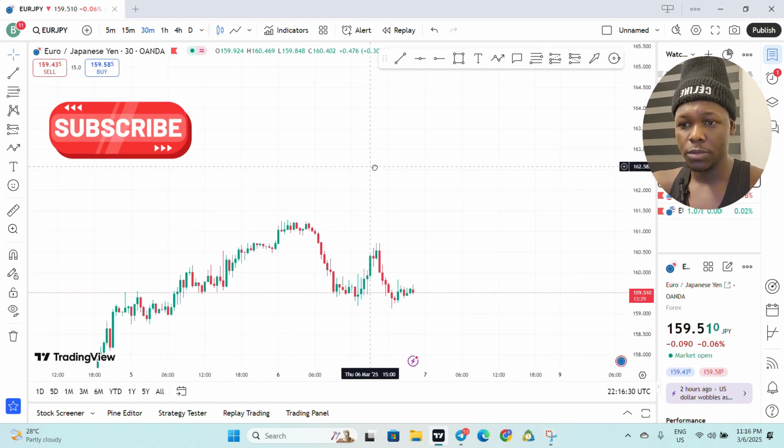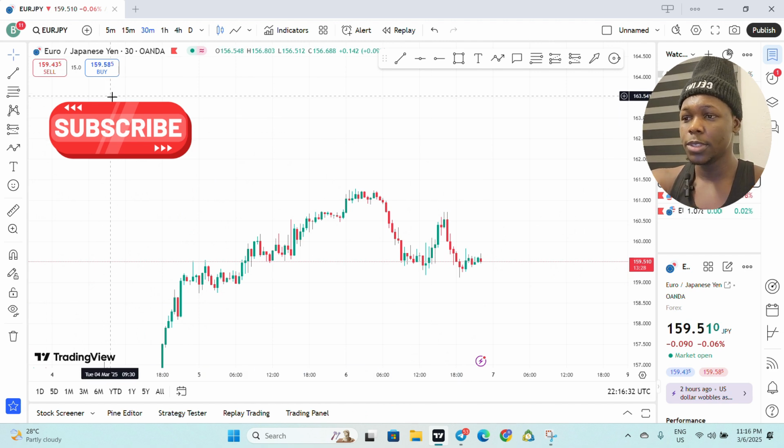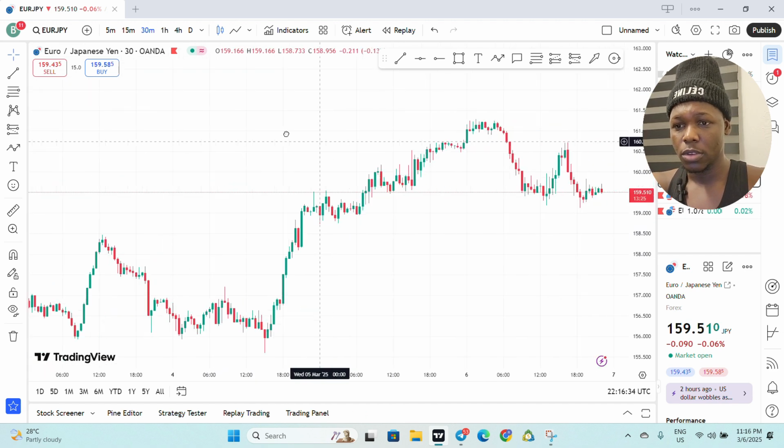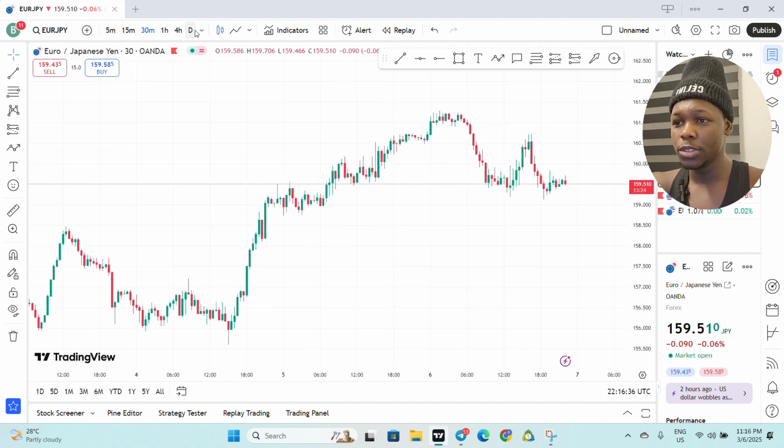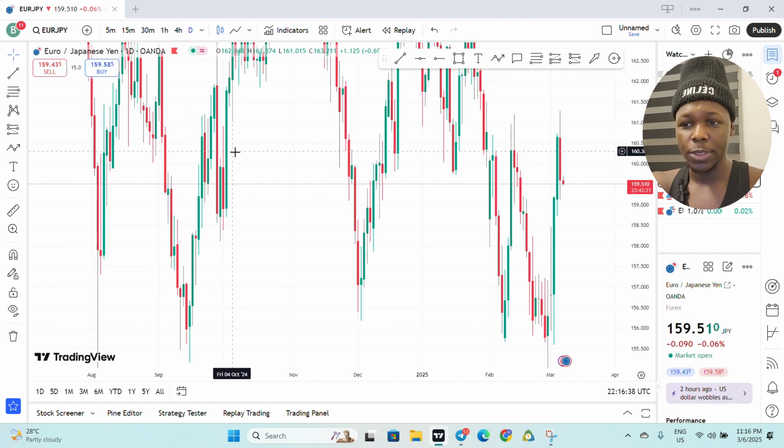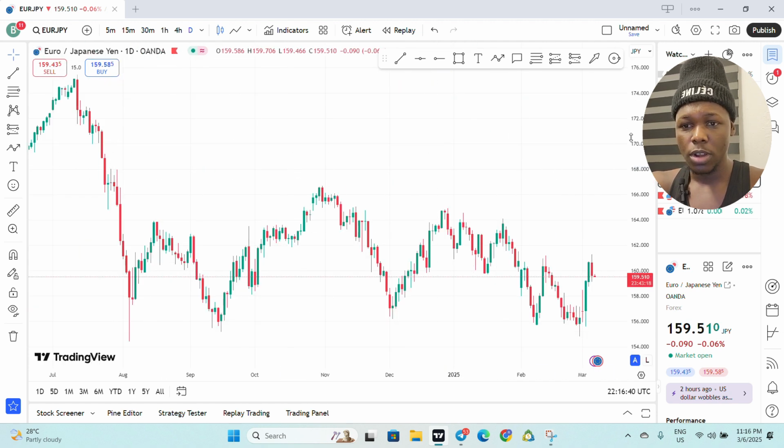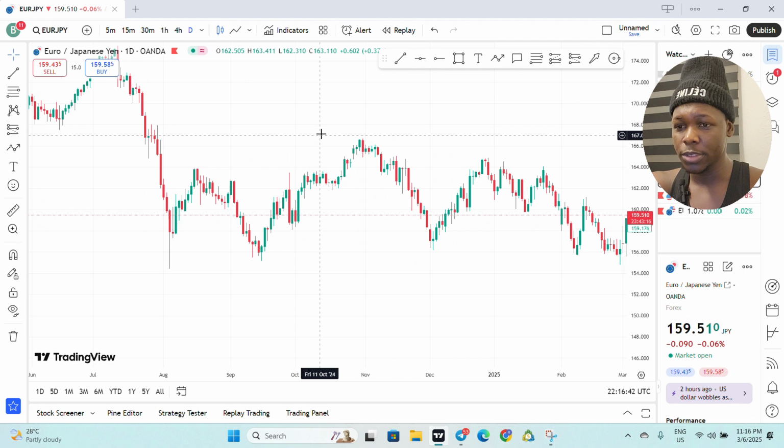Today I want to take a quick look into analyzing the chart. Let's take this off. This is Euro JPY. I want to analyze Euro JPY. I'm a trend line trader, so I'm going to be analyzing Euro JPY using trend lines.